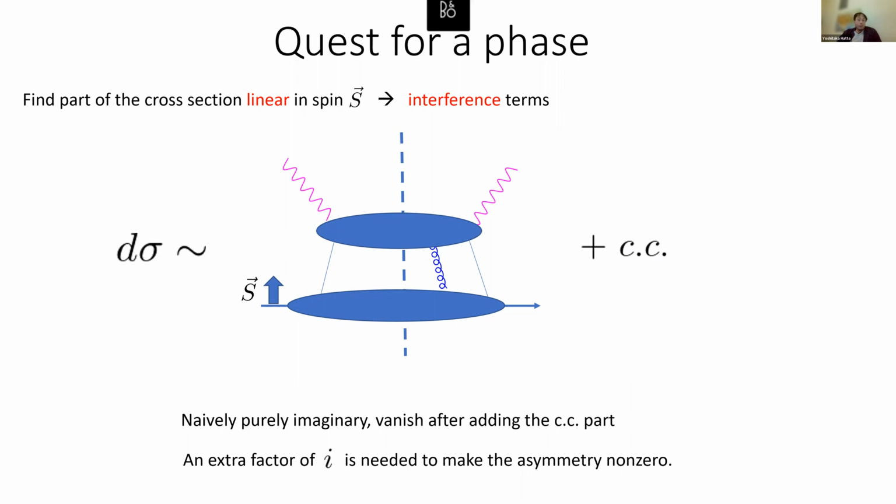However, if you naively compute this diagram, then you get 0, because this diagram is purely imaginary. So if you add the complex conjugate, then you get 0. So in order to get a non-zero result, an extra factor of i is needed to make the asymmetry non-zero.